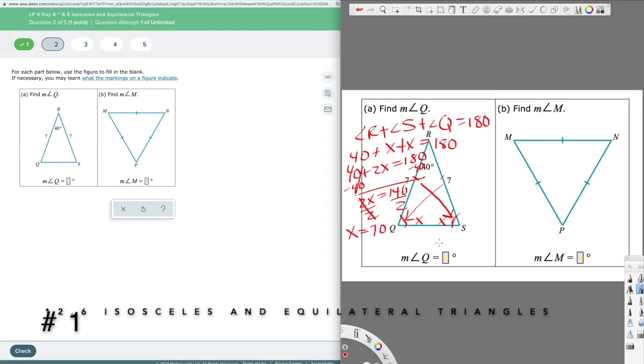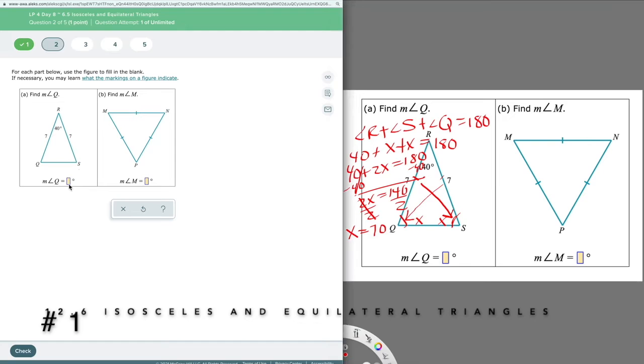So both of these, it doesn't matter which one they would ask for, both of them would have to be 70 degrees, because that's all that's left over. 70 plus 70 plus 40 is 180. All right.